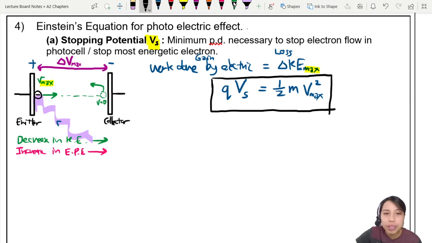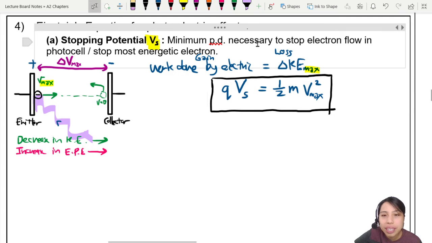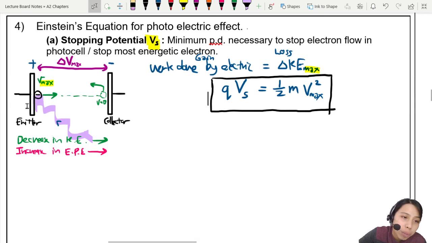Okay, so go back to the definition. The minimum PD needed, that is your stopping potential. What PD is between your emitter and collector, needed to stop the electron flow, to stop the most energetic electron. If this one has the most energy, it's moving the fastest. But then it just stopped, like it does not touch the plate, but it just reaches it, then that is when your V is 0 and then you turn back and come back. So just nice, you can adjust your setting in such a way that you can measure the stopping potential, or know the Vmax, up to you.